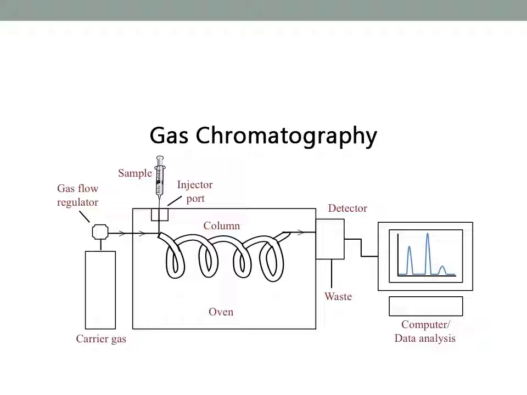High pressure gas is introduced into the sample, and when it passes through the column consisting of a stationary phase, based on the affinity the separation of protein takes place and it is detected.